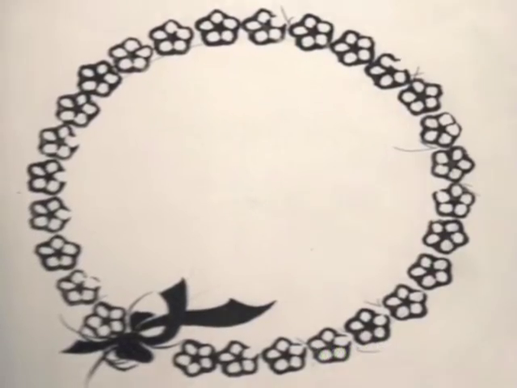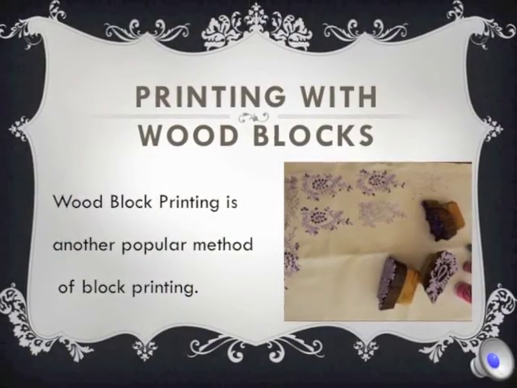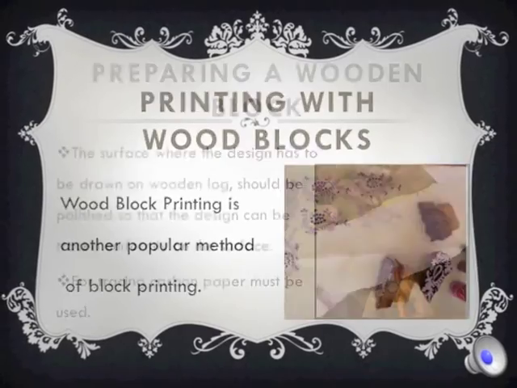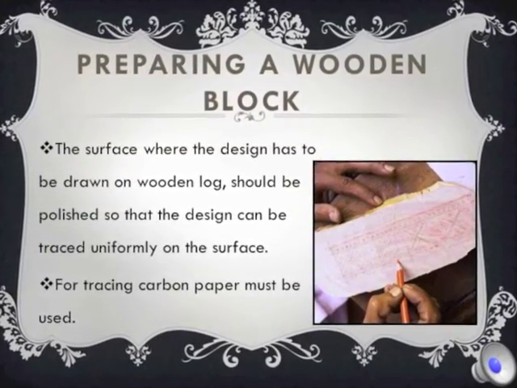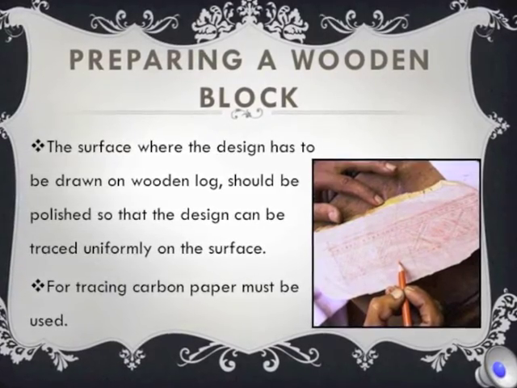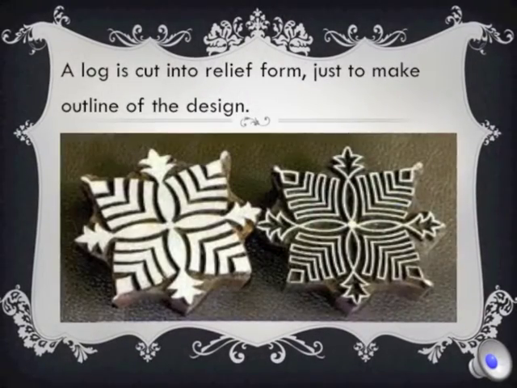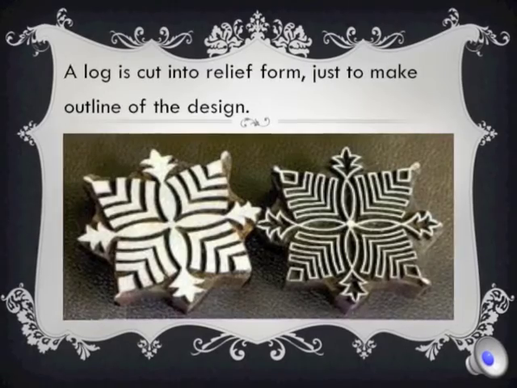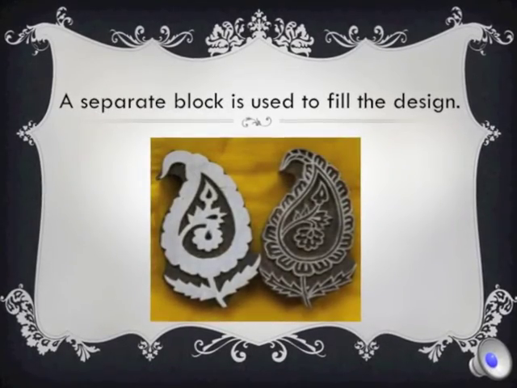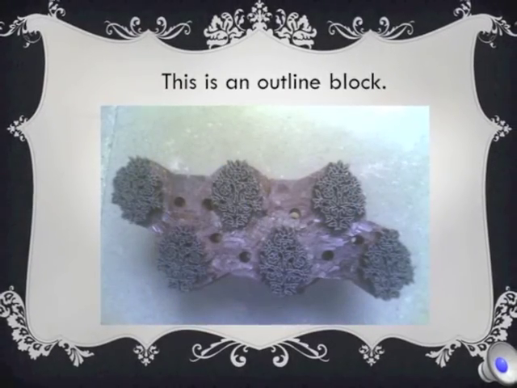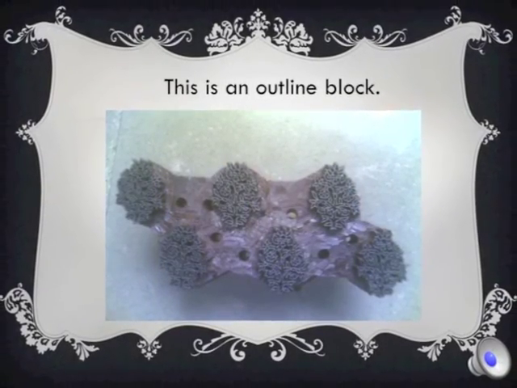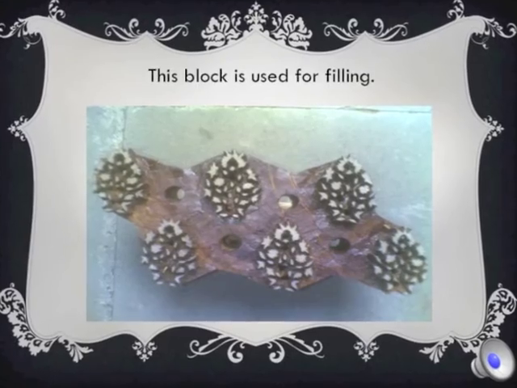Another popular method of printing is with wooden blocks, in which a design is carved on the flat surface of a wood block. Color is applied on the carved design, and finally the block is pressed on the surface to be printed to give an impression of the colored design.